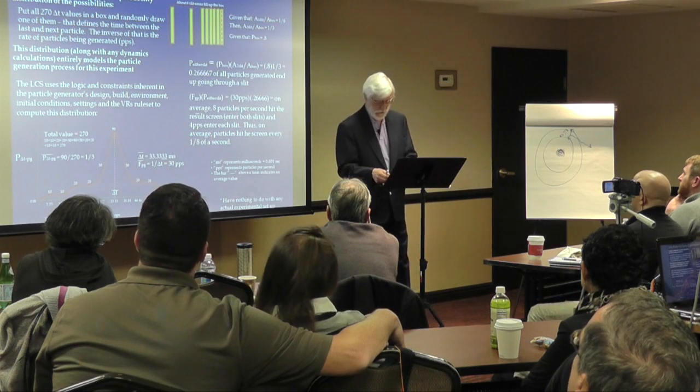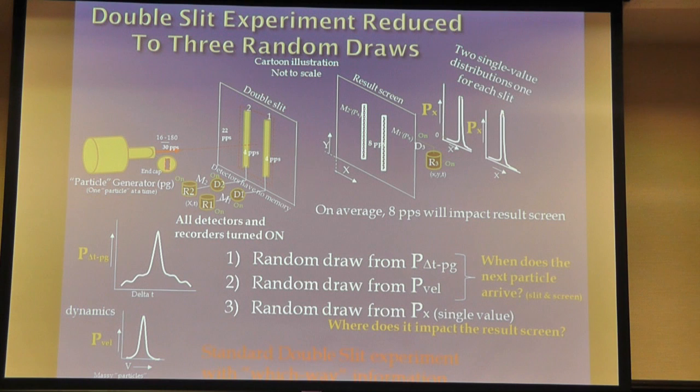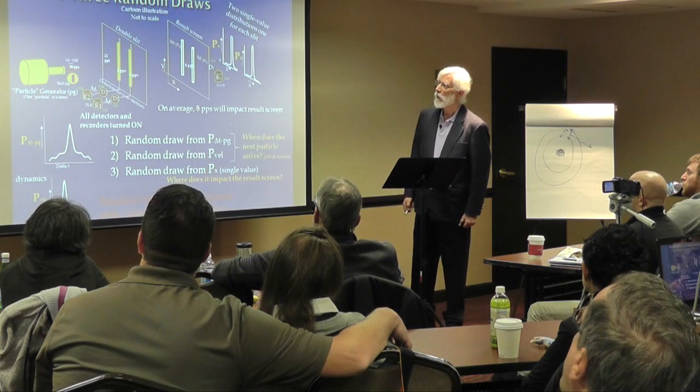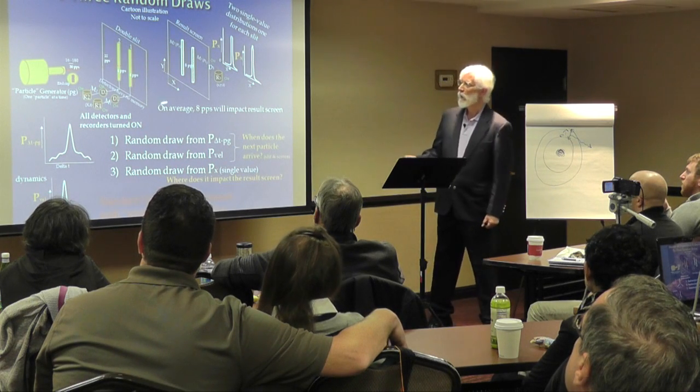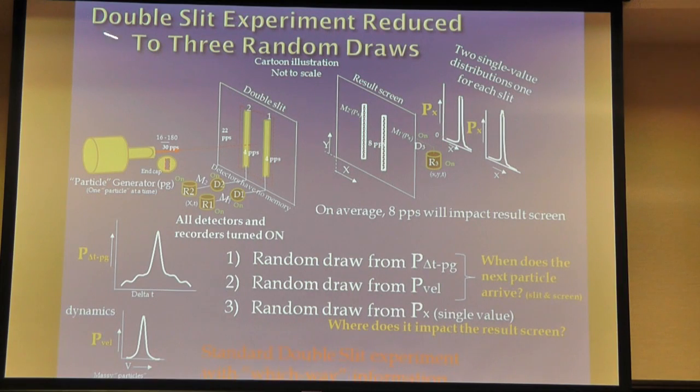All right, we can go on through that. Now, if 8 particles go through the slits, then the time between particles is going to be about 1/8, right? Okay. Anyway, so now here's a double slit experiment. And now this is back to the one where we have our detectors, and our detectors are on. When the detectors are on, we can now do this with 3 random draws. So what happens is we're going to start our experiment.